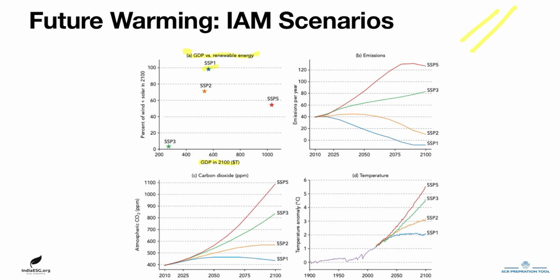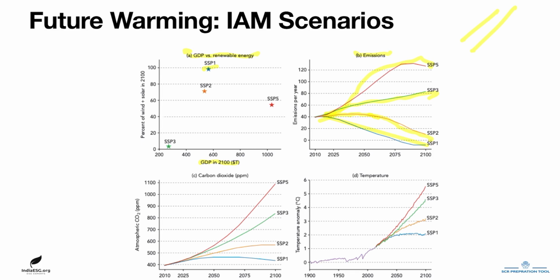In the second graph, it shows the emission under different SSPs. In SSP1, emission is decreasing and then it becomes constant. In SSP2, emission is at the same level till 2060, and then it starts decreasing. In SSP3, emission continuously goes on increasing, and in SSP5, emission peaks up.